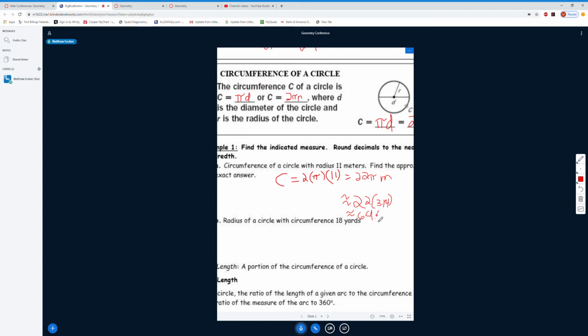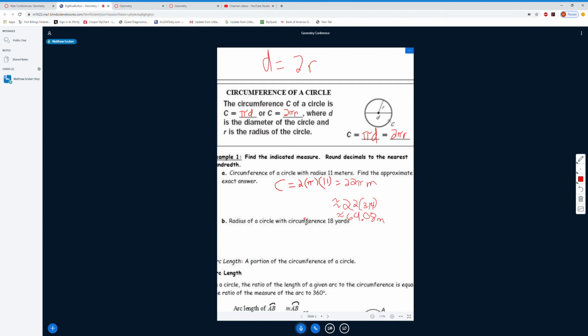Make sure you put your units appropriately. If it's a normal measurement, if we're finding the length of something, it's going to be meters. If we're finding area, it's going to be meters squared. And then by the end of the chapter, when we find volume, it's going to be meters cubed.